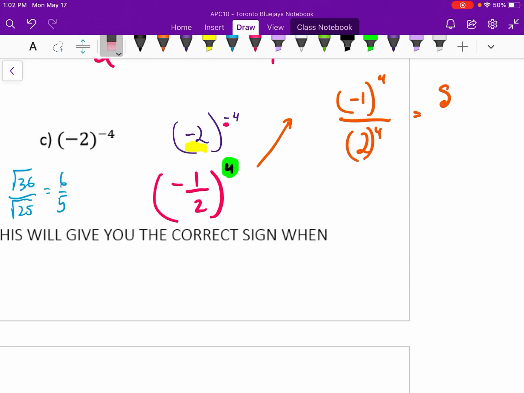That was scary. Negative 1 to the power of 4 is 1. 2 to the power of 4 is 16.